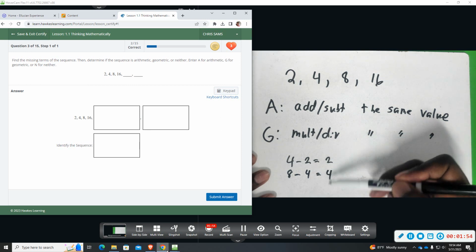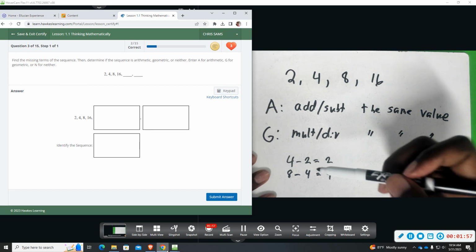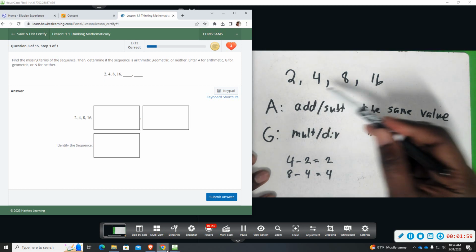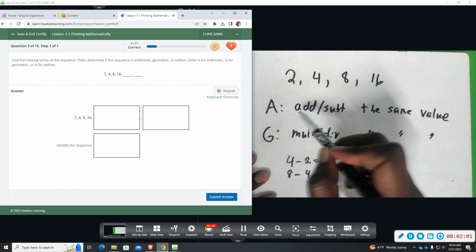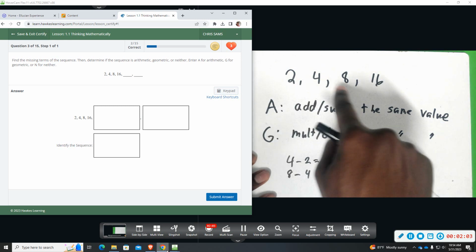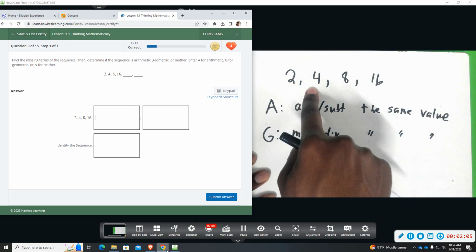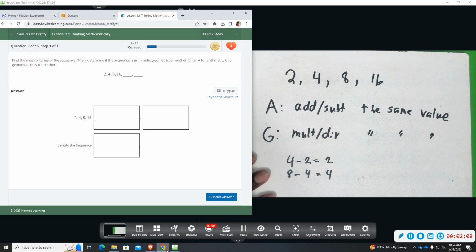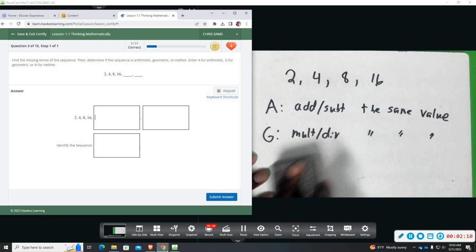Okay, so this is not the same. That means one time the difference was 2, the next time the difference was 4, so it's not going to be arithmetic because it's not adding 2 every time. Because that one added 2, this one added 4, and so the pattern is broken there. All right, so now I'm going to try geometric.